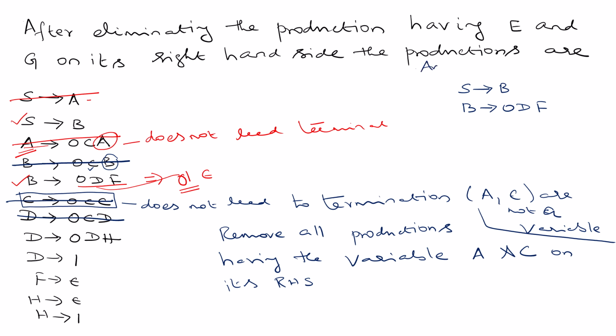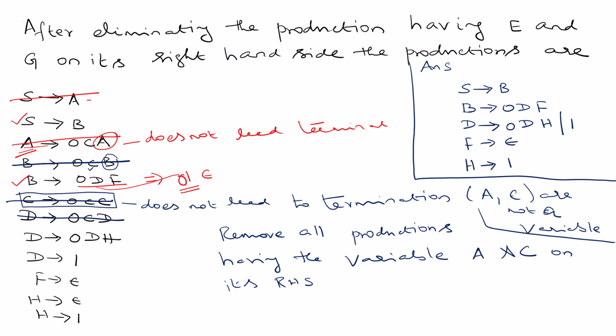So our answer is the equivalent CFG for the PDA. S implies B, B implies 0DF, and then D implies 0DH or 1, and then F implies epsilon, and H implies 1 or epsilon. So this is the final answer we are obtaining for the given PDA. So thank you.